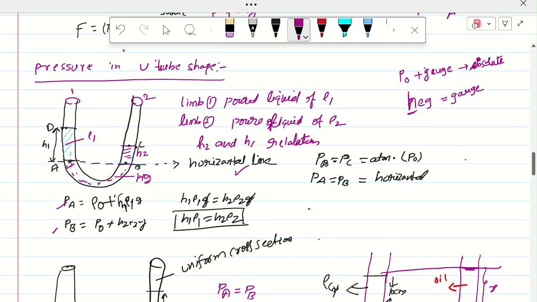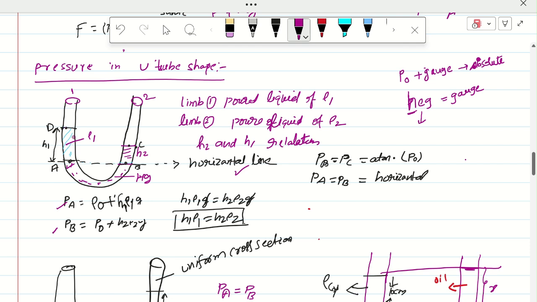So gauge pressure is due only to the length of the column of fluid. When it is added to atmospheric pressure, we get the absolute pressure at that point. In most cases we will not take absolute pressure. In Bernoulli's principle also we will not consider absolute pressure because both points are exposed to the atmosphere, so on both sides we can neglect it. Now see, PA equals PB here, so H1 rho 1 G is equal to H2 rho 2 G.